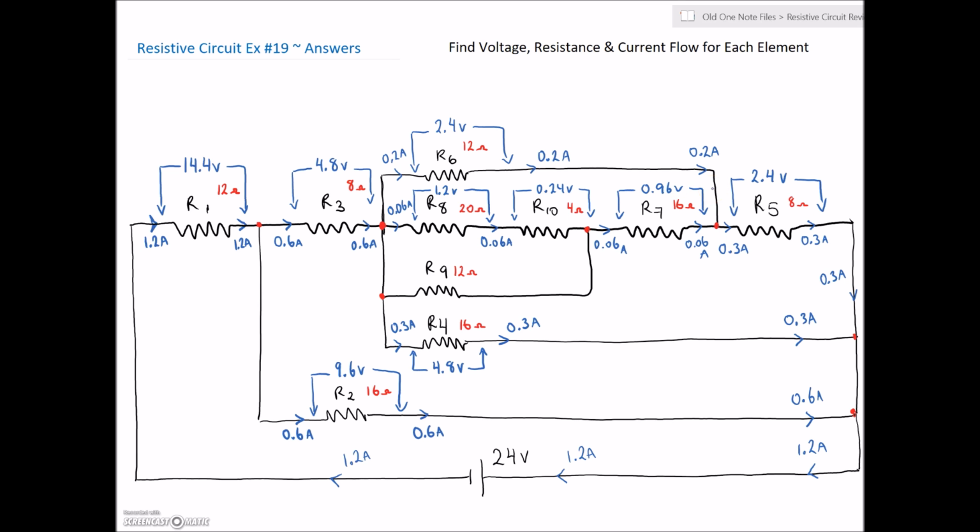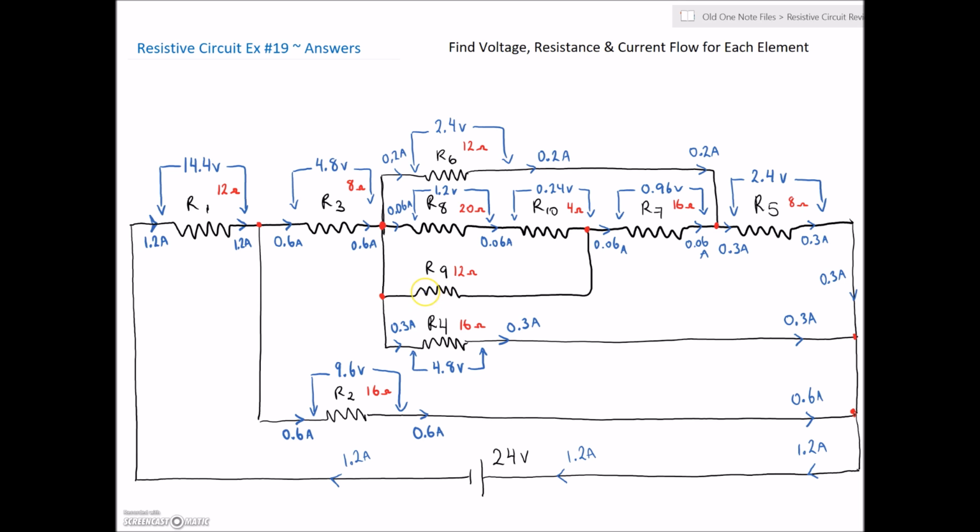across R7. A quick check is to add up the 1.2 plus the 0.24 plus the 0.96. Beauty, that gives us 2.4 volts. So the combination of all these voltages here for 8, 10, and 7 is matching with this voltage on 6. This diagram is getting pretty messy.